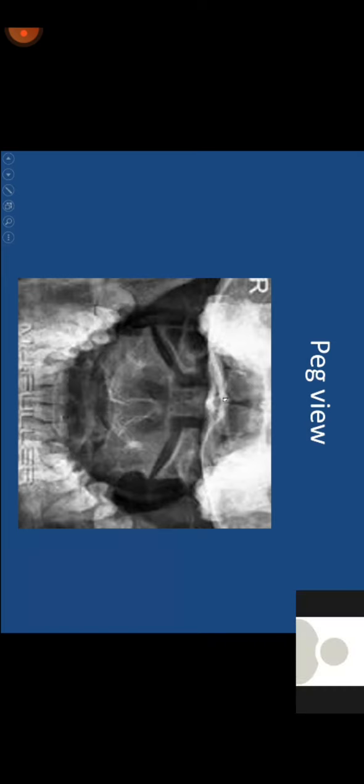Odontoid process, the dens or the odontoid process, can be seen here. And these are the two lateral masses of the atlas. And you can see a joint here. This is called the apophyseal joint between C1 and C2 on both sides. Here also you can see.